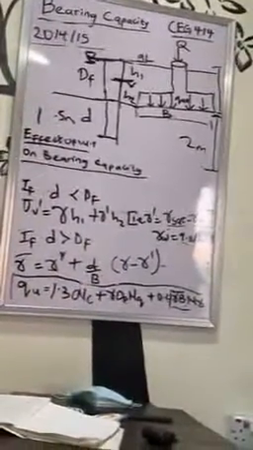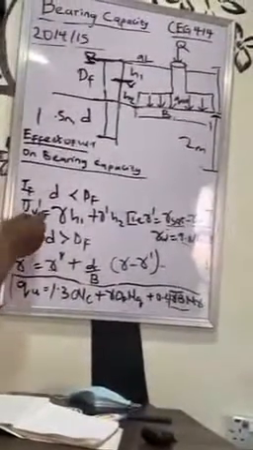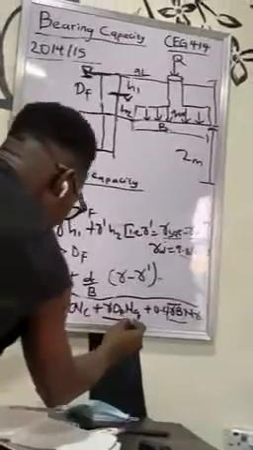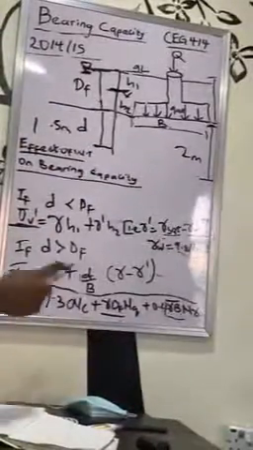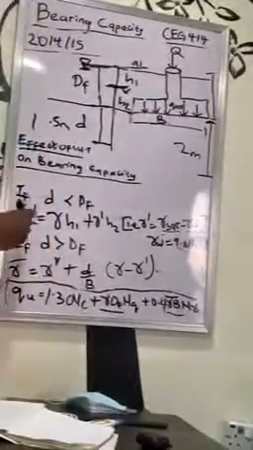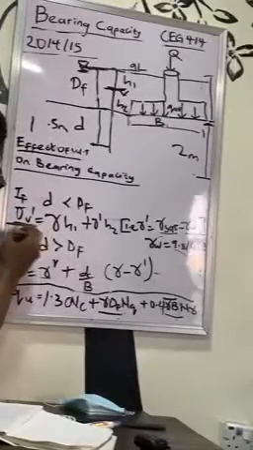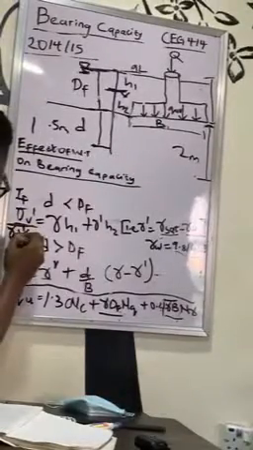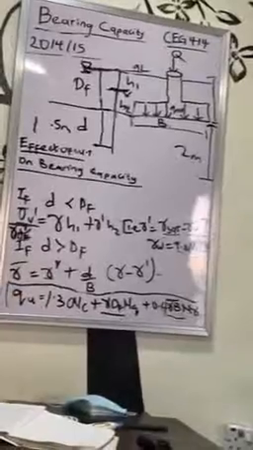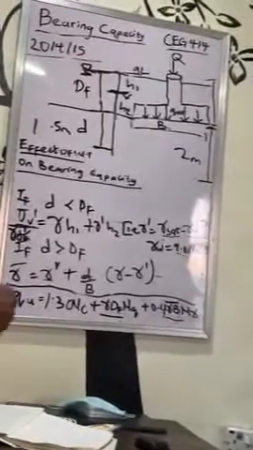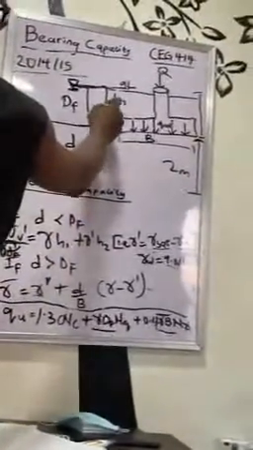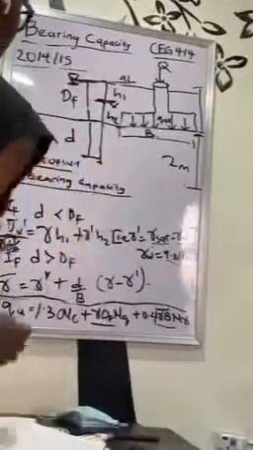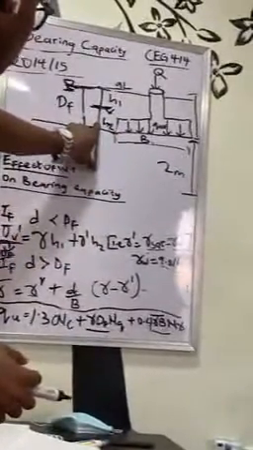Please, this is just for gamma DF. Again, this overburden pressure is just for gamma DF. That is, gamma DF is the same thing as overburden pressure. Let me put it there. Gamma DF is the same as overburden pressure. They are not different. And if this entire point is saturated downwards, it means that everything below the base of your foundation is also going to be saturated.